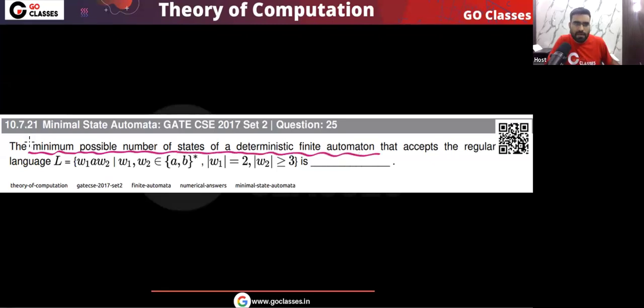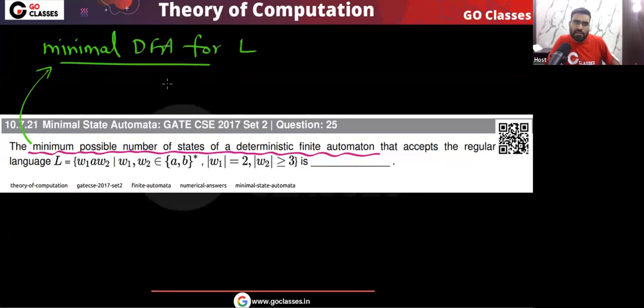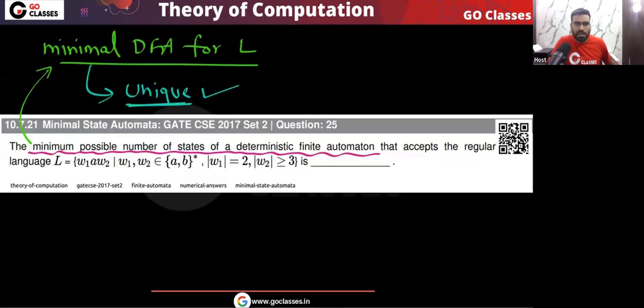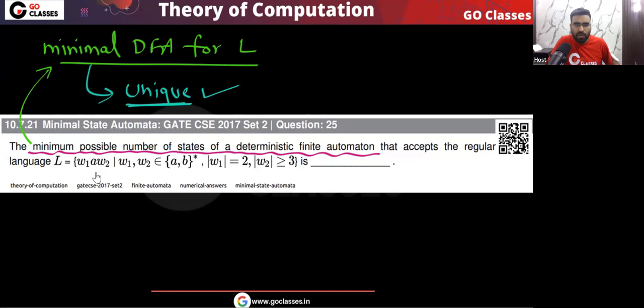Is this clear? Okay, in this question, we need to create the minimal DFA for language L. I told you that the minimal DFA for any language is unique. Okay, so you will get a unique minimal DFA for this language L. Let's create it. So first you understand the language. The language is given to you like this, that we have W1, there is A, then W2. Okay, you can see W1, A, W2.